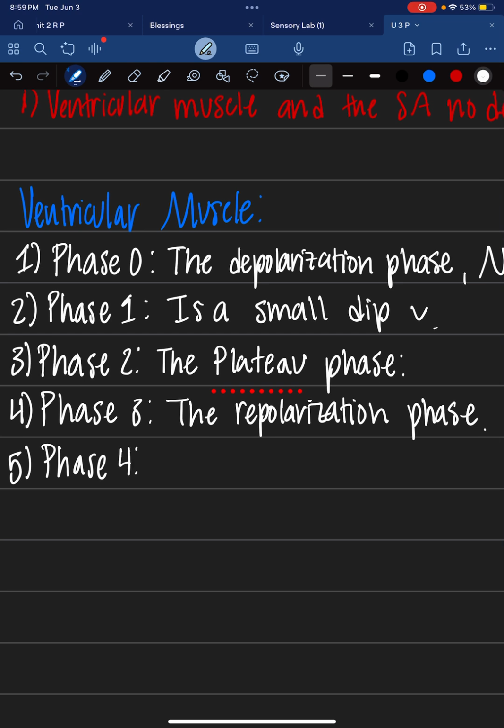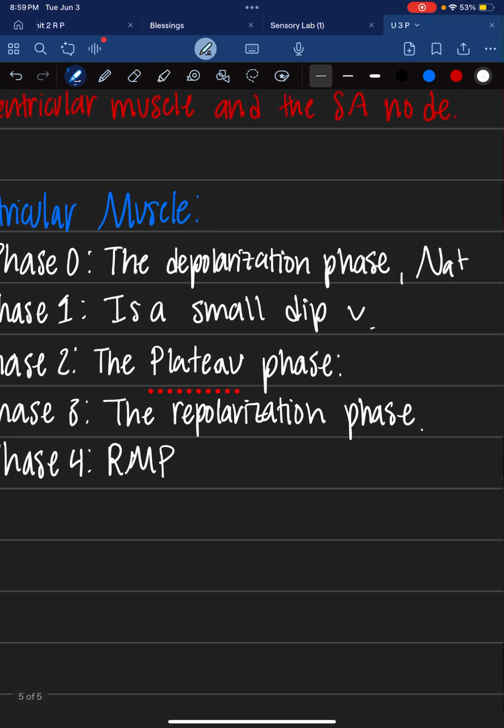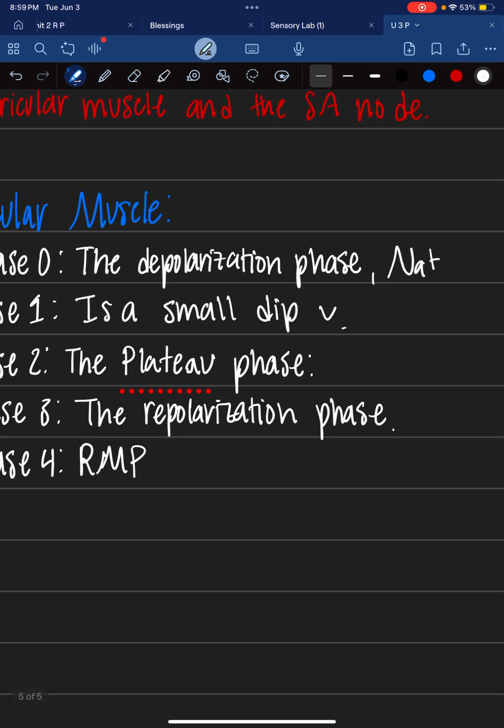And then we have phase 4. Phase 4 is the resting membrane phase. I'm just going to put RMP. And this is where things stay stable until the next heartbeat. Okay, now for the SA node.